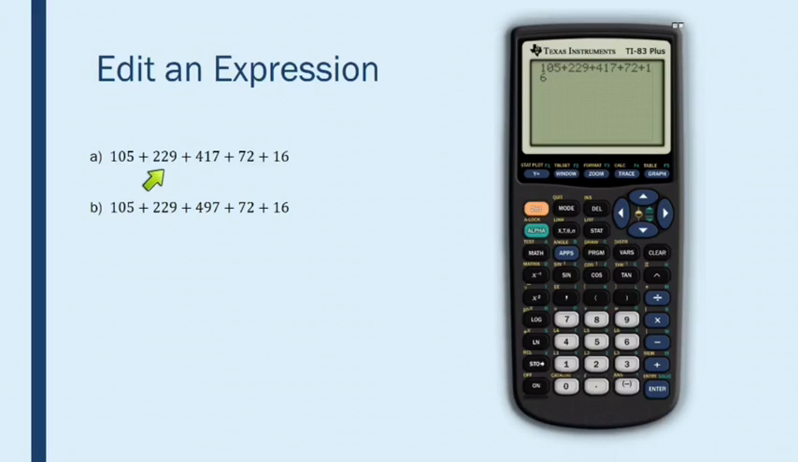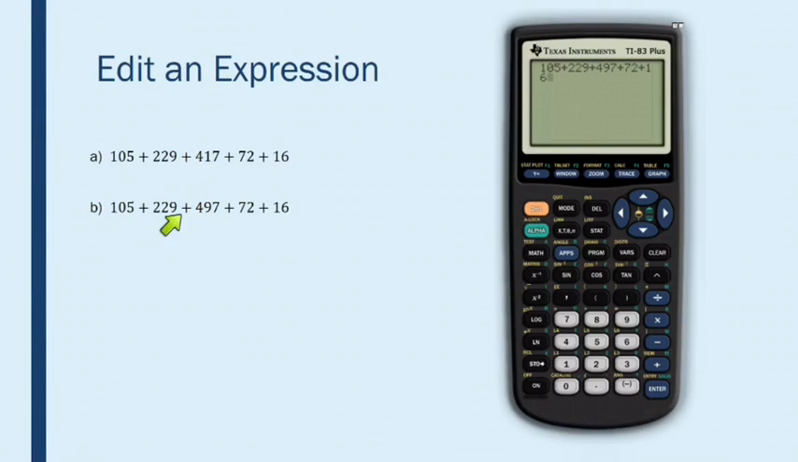Let's say that we want to change this expression to this one, and the only difference between expression A and expression B is that the 417 has been changed to a 497. So I need to just change this number, but I don't want to have to type the whole thing again. Well, because I have not yet pressed enter, all I need to do is press the left arrow button until my cursor is over the number that I need to change, and then I can just type the new number. And you can see there it's changed from 417 to 497.